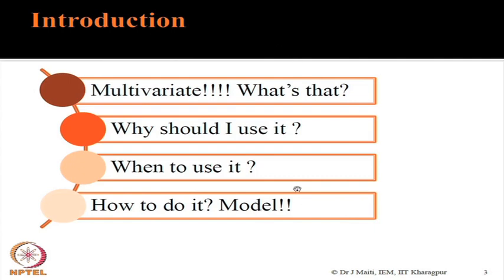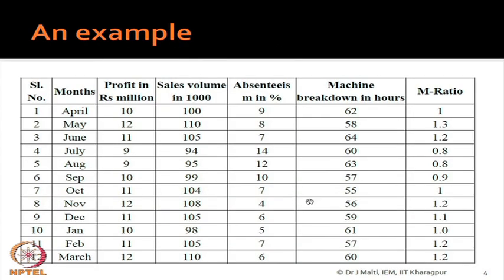Now, what is next? Next example: here we are saying that a particular company, operating maybe in a city market, and we want to see the organizational health of this company with respect to profit in rupees million, sales volume in rupees 100, absenteeism, machine breakdown and M ratio. Actually, this is created intentionally. First one is profit and sales volume. These are the organizational issues, and that health.